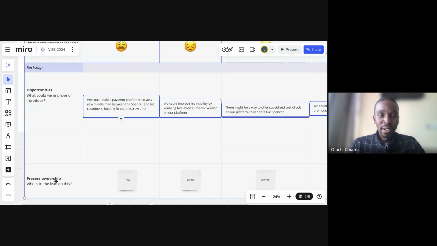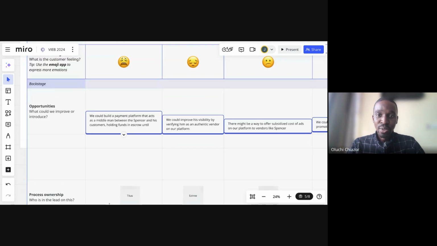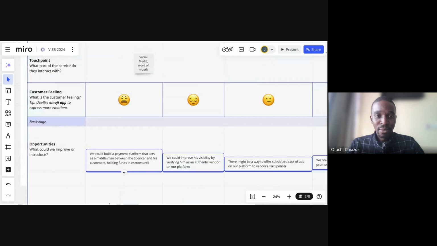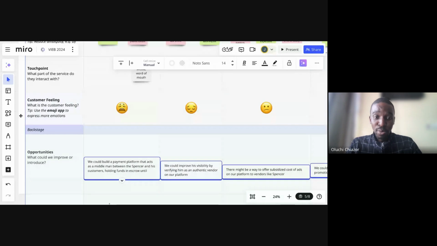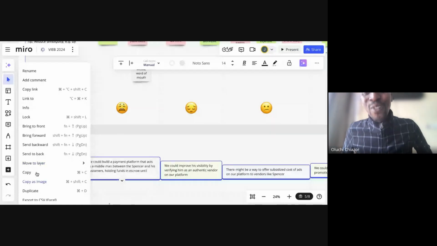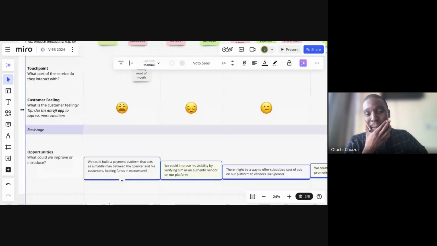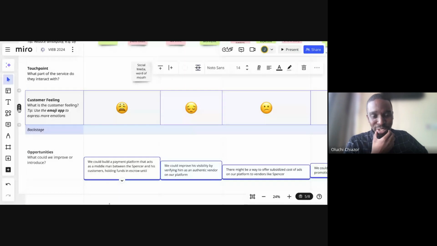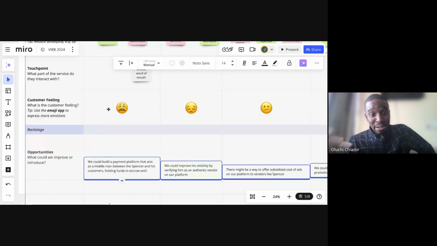Oh yeah, process ownership is just you dividing in your team who is going to handle what step, right? But the real game is that opportunities place. What are we going to bring in to change that thing to happy, right? Again, it's all hypothesis. Until you go and validate it, then you know whether those things will really make them happy or just take them from yeah to meh. That's really the game, and that's it.